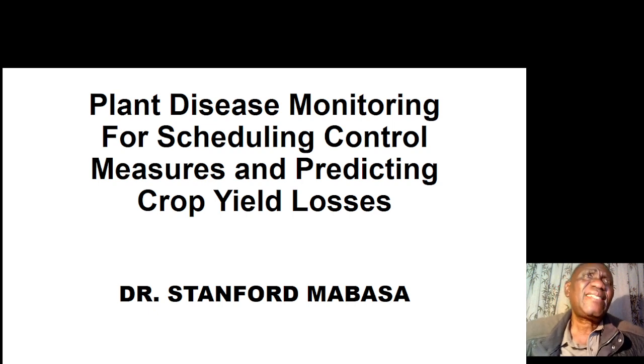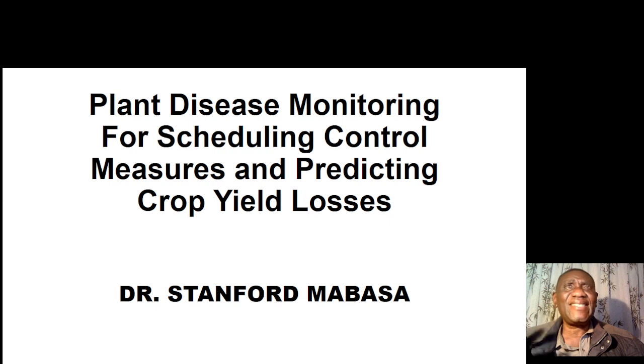So with plant disease monitoring, we schedule control measures and also predict crop yield losses. And let me repeat it, why we should be interested in monitoring these diseases or insect pests. We are trying to minimize unnecessary pesticide sprays so that we can have value by the end of the cropping season.